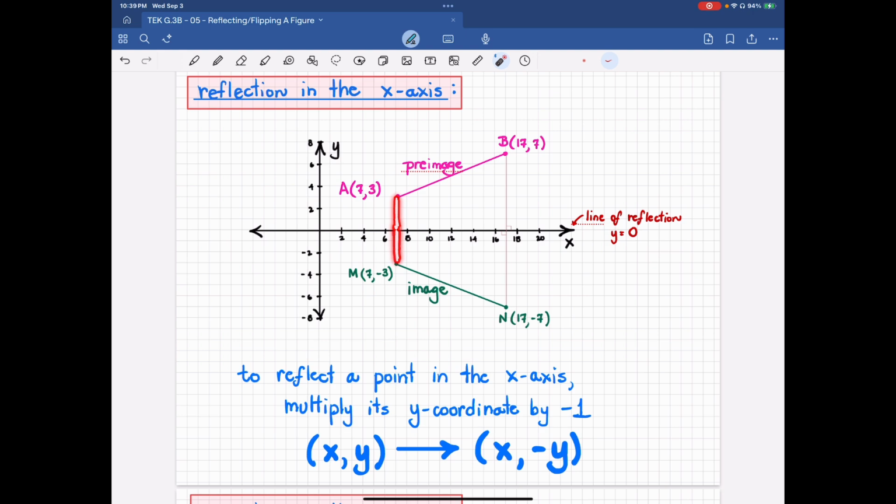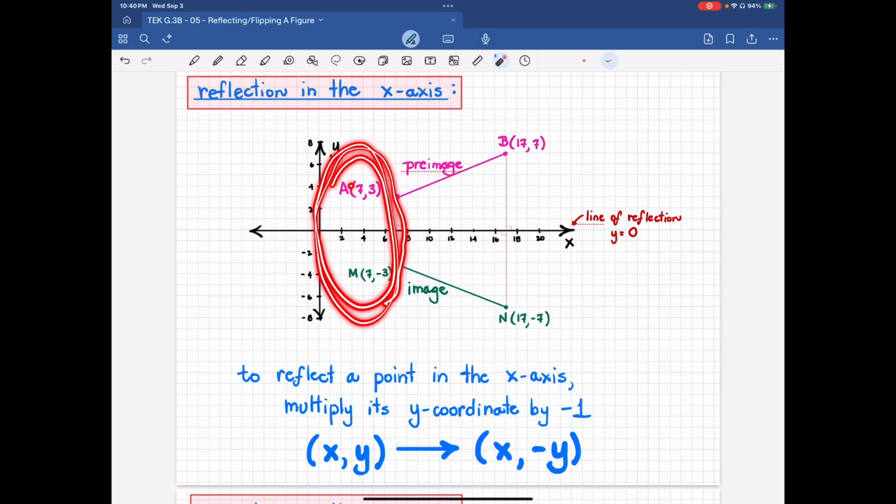So I know that my reflected point for A is going to be 3 units on the other side of the line of reflection. If this is 3, this has to be 3. So my point of reflection would be right here, M. Then notice, if this is 7, 3, what would this point be? Well, it's still the same x value, but we've gone 3 below the x-axis, which means it would be a negative 3.